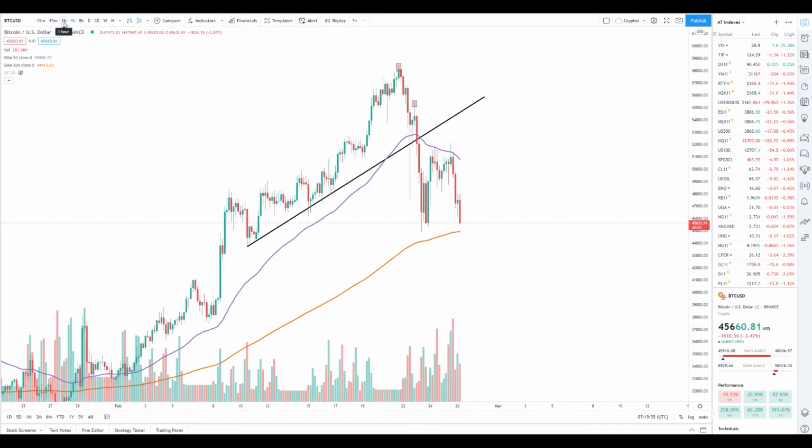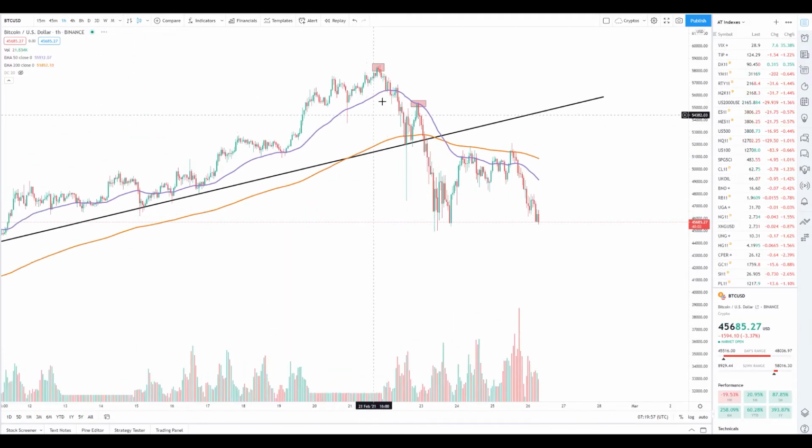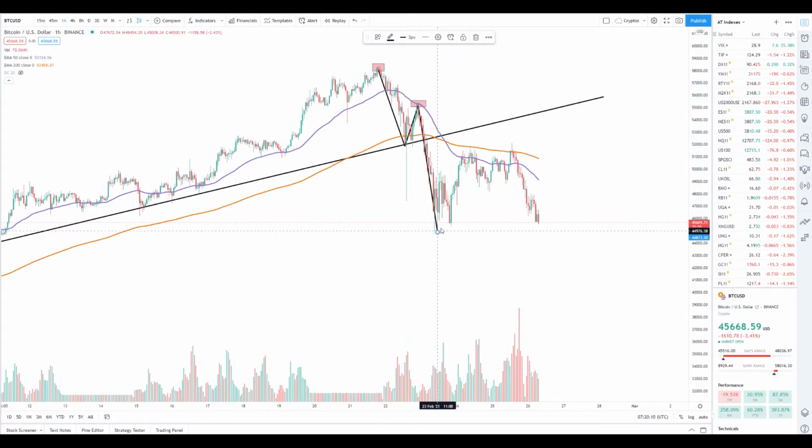So I go back to the 1 hour. I look at my highs, they are getting lower. My lows, which is here, which is here, which is here, are getting lower. So what does it say? Does it say that the uptrend has been broken and a downtrend or consolidation is happening?